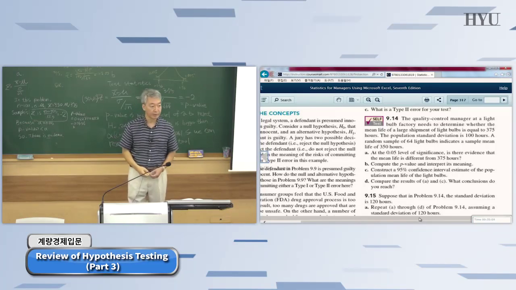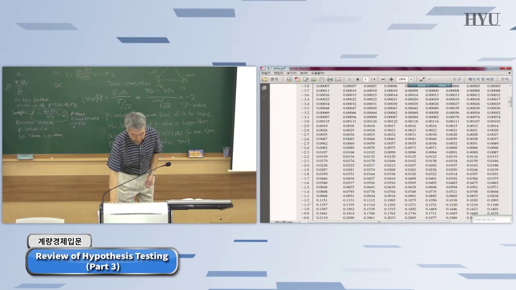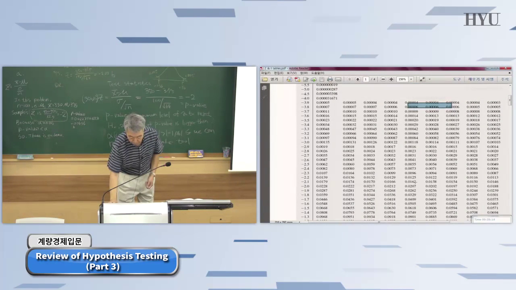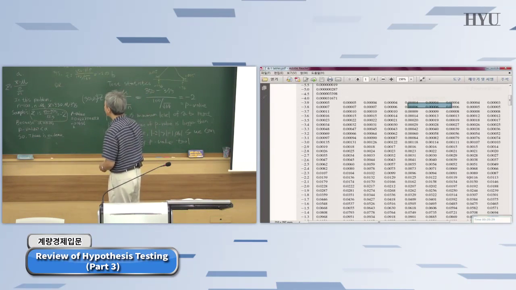From the previous examples, right? Or you can go to the Z table and actually look for 0.025 right here, right? And you find out that's negative 1.96. That's how you use the z-table to locate the critical value.